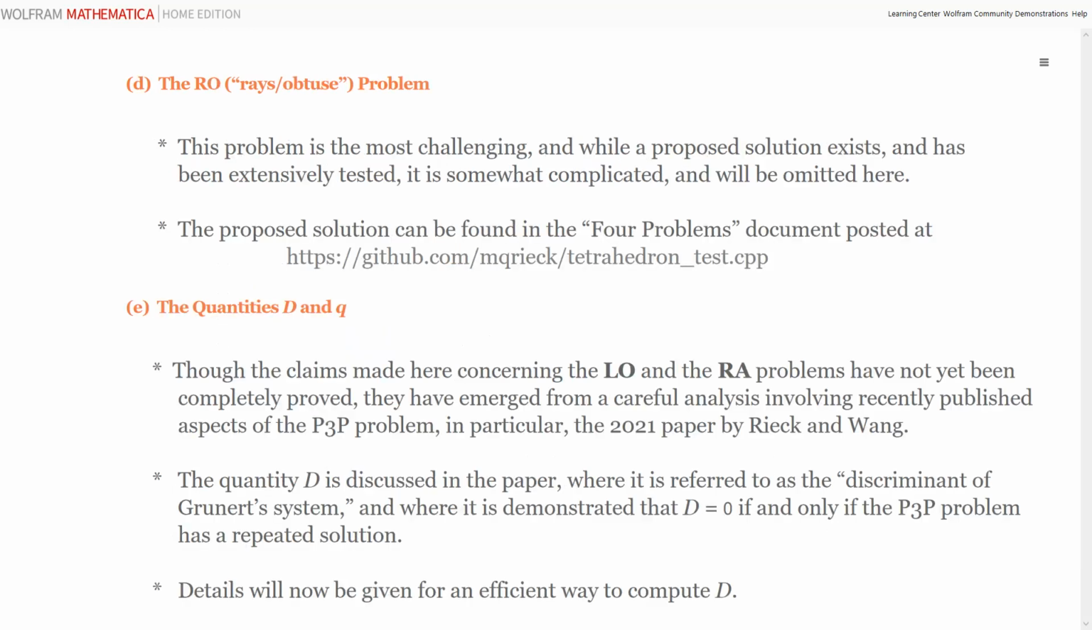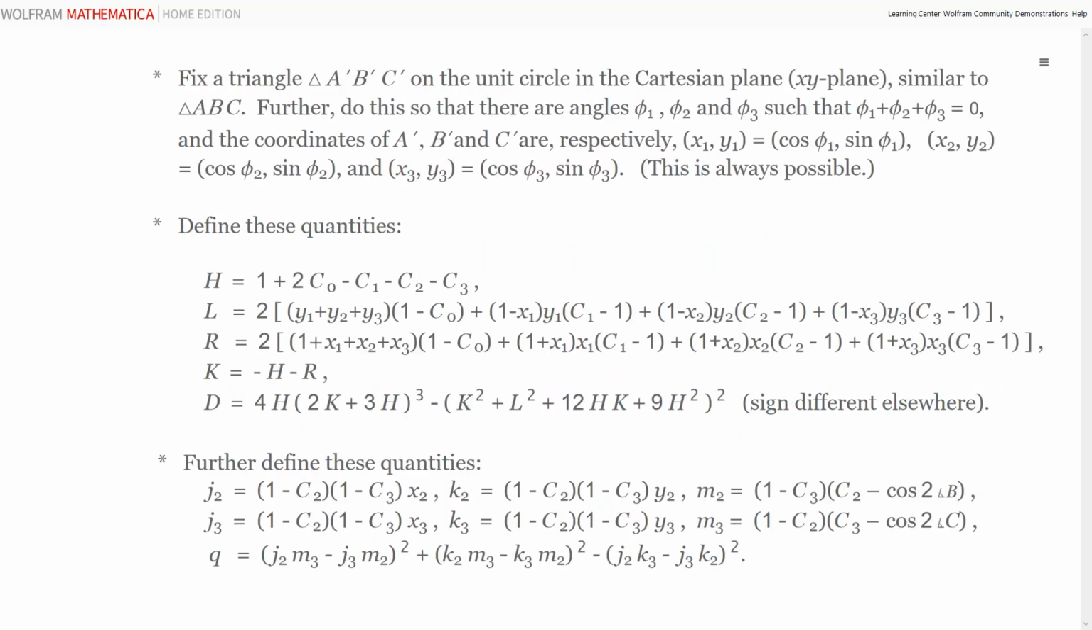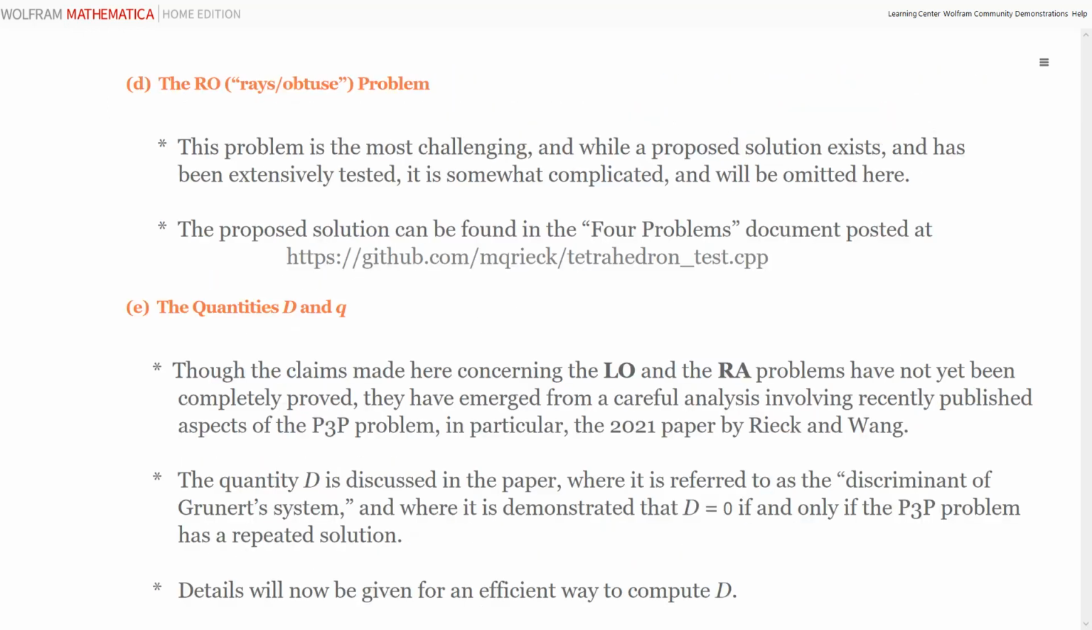All right. Then we get to the RO problem, but I'm going to punt on this one. We're going to skirt around this one. Here's the deal. I have a proposed solution. It's actually in a document that I posted at this GitHub site.